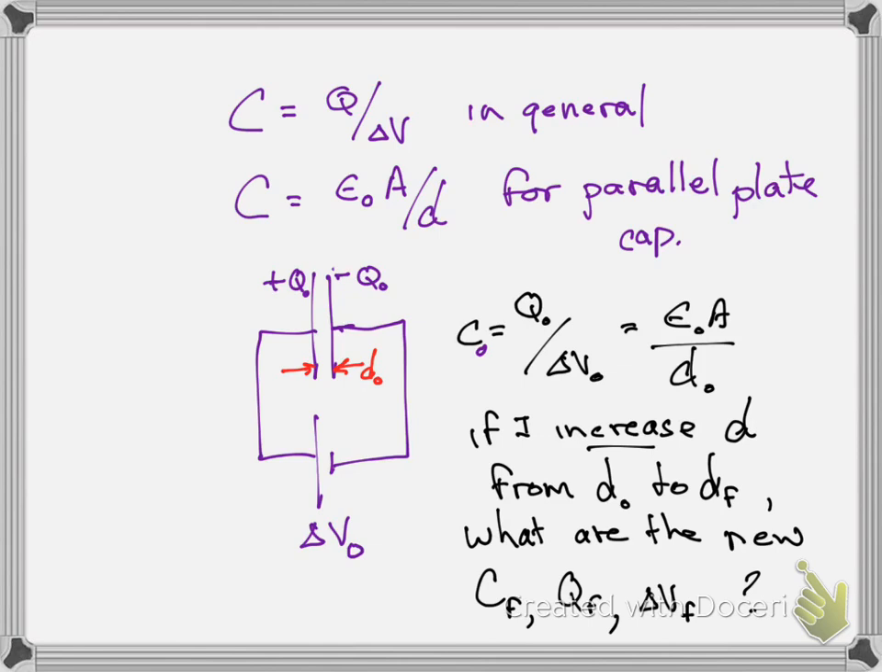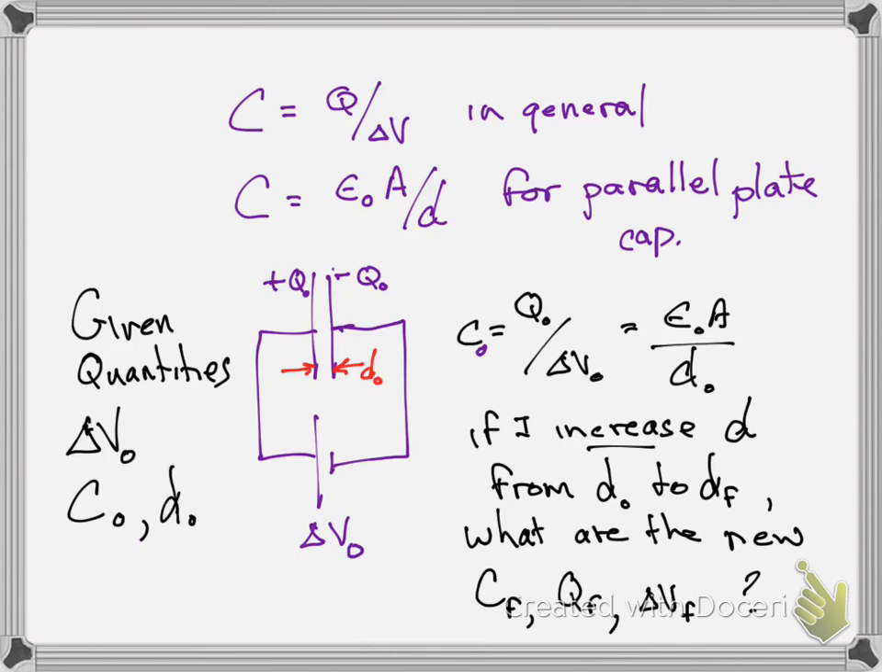First of all, let's just make sure we understand what's given, and I've drawn more than what's given. The given quantities are: we've hooked it up to a certain potential, delta V0. We know its capacitance C0 because we can calculate it from epsilon 0 A over d0. And d0, therefore, is given. So these are the given quantities. So we can calculate, right? We can calculate Q0.